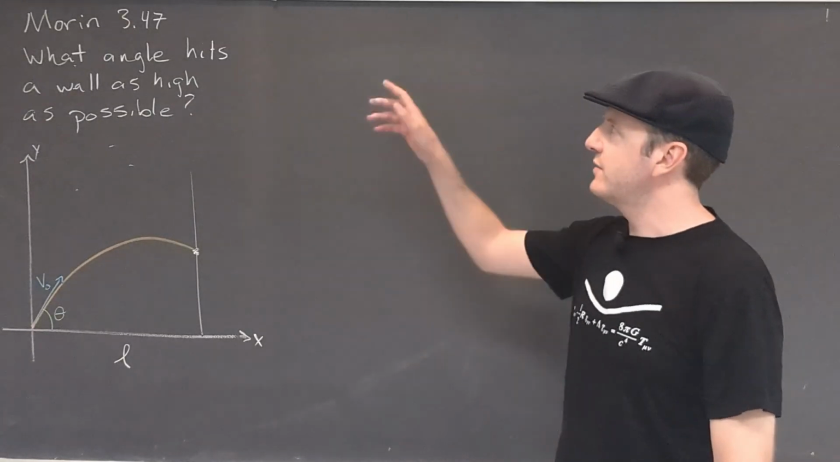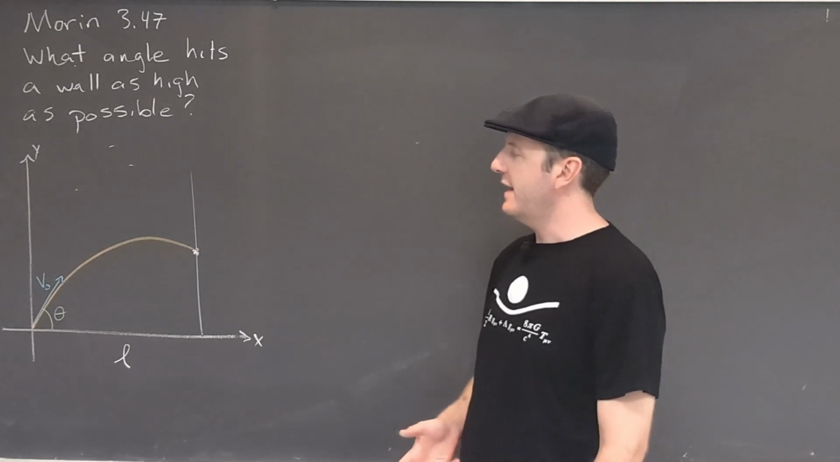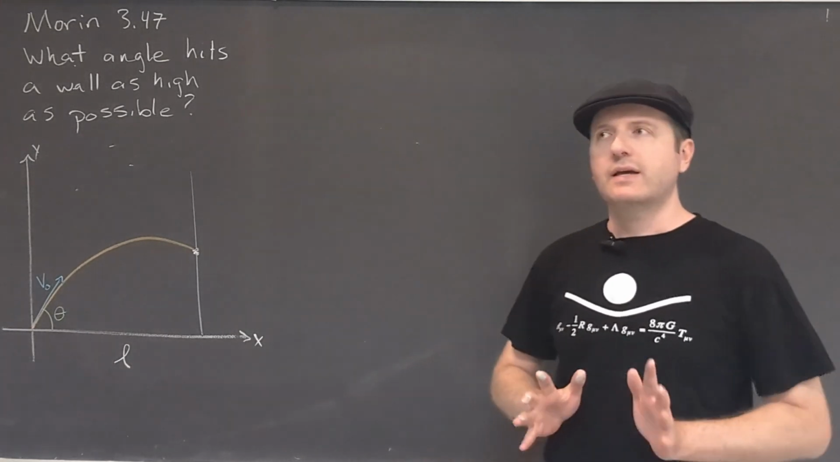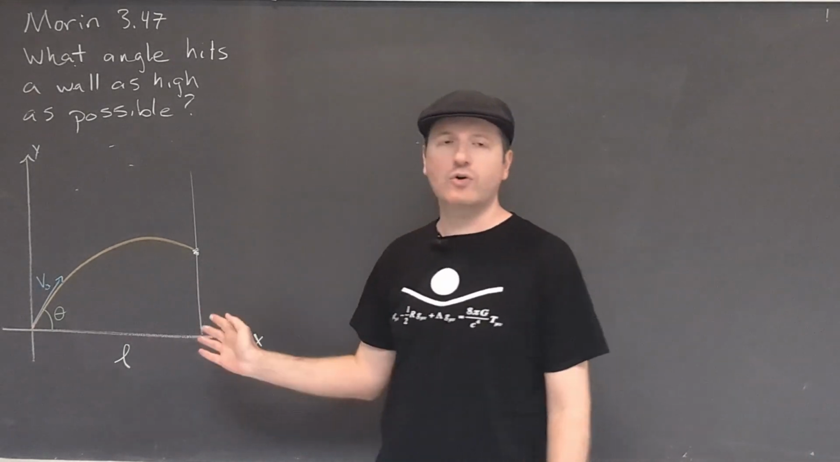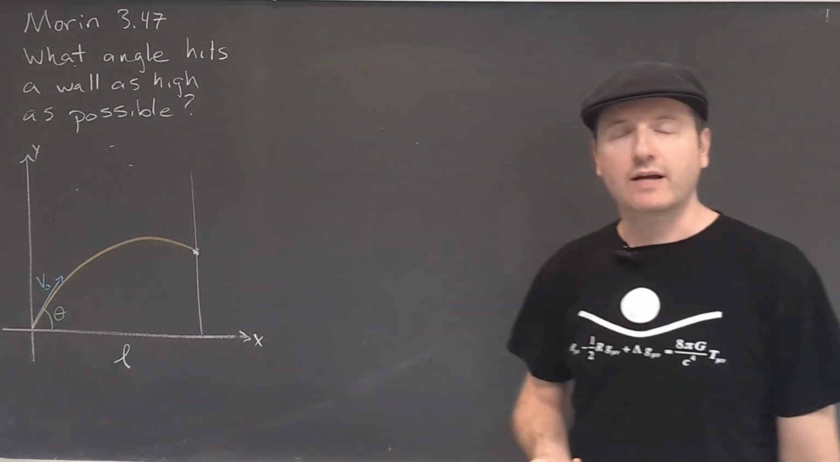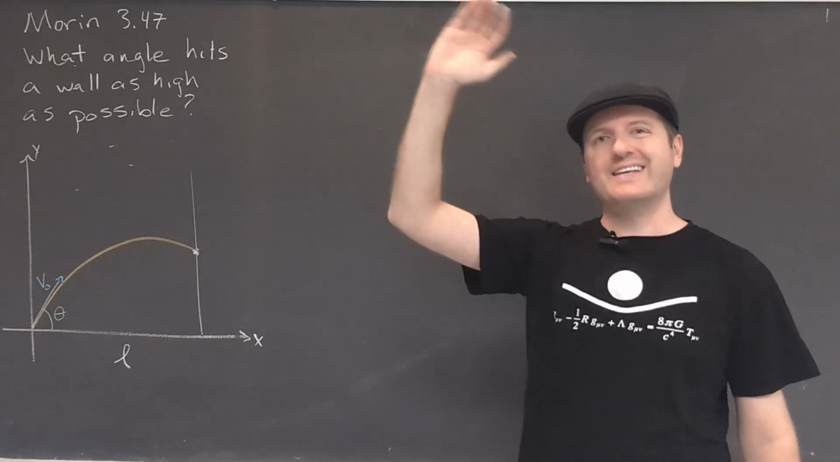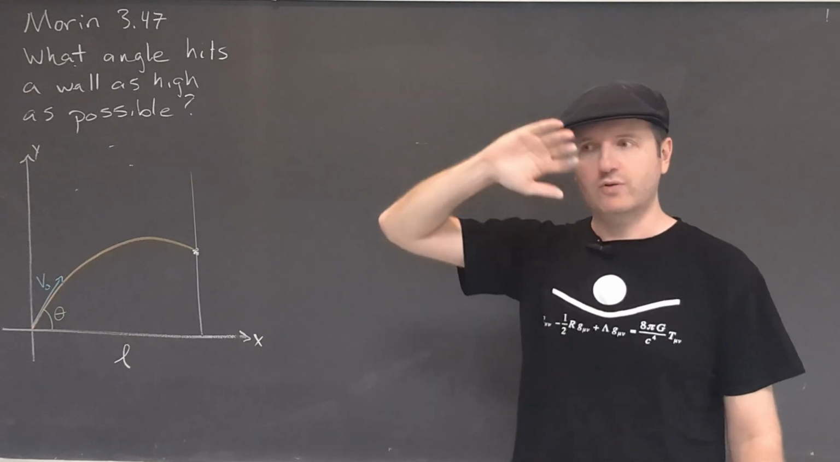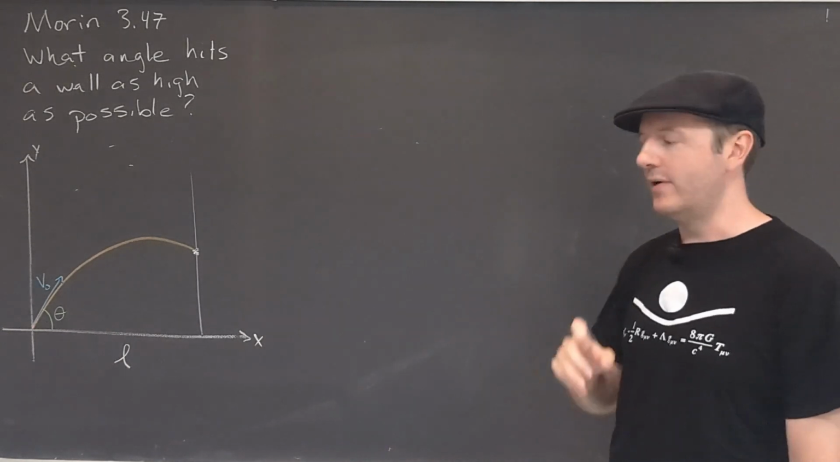Okay, today's problem is another problem out of Morin's Introductory Classical Mechanics textbook. And the question is basically this. Imagine you are some distance L away from a vertical wall, and you want to throw a projectile, and you want to throw it in such a way that it hits the wall as high as possible. So you want to hit the wall at the highest possible point on the wall.